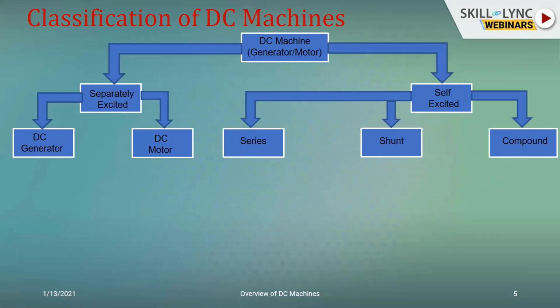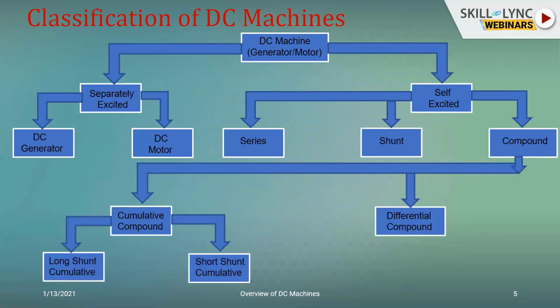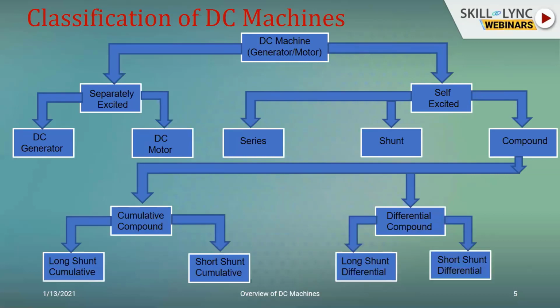To get a better understanding of that, we need to go a little deeper into the construction of these machines, which is not the aim of this particular talk. That is why I have just written it here as cumulative and differential. And again, that would be subclassified as long shunt cumulative or short shunt cumulative, but we will not get too much into their details.